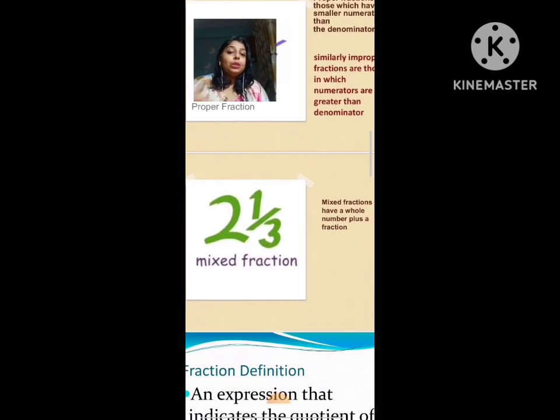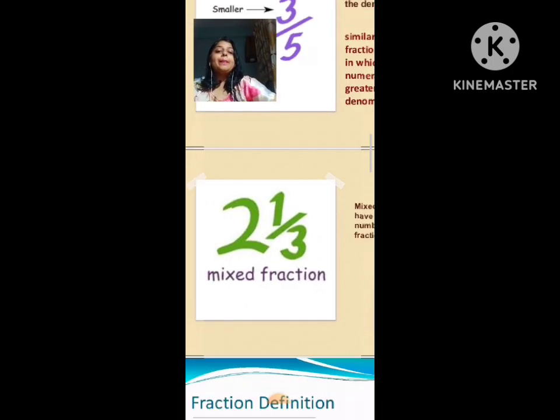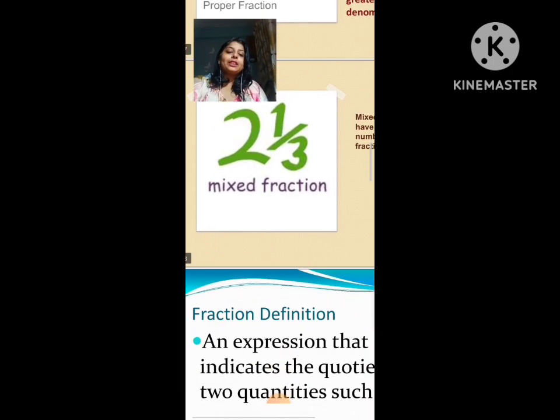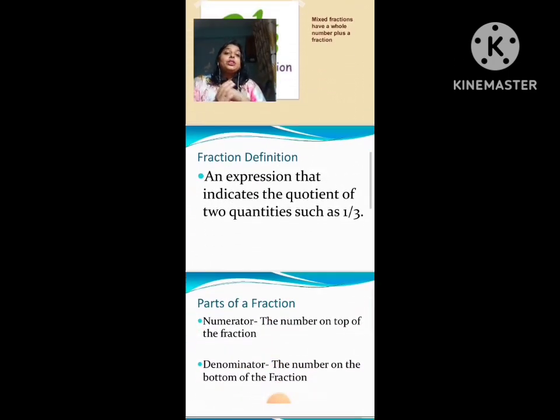Now, let me explain mixed fractions. A mixed fraction has a whole number plus a fraction. Here, as you can see, we have 2 and 1 by 3. Here 2 is the whole number and 1 by 3 is the fraction. So 2, 1 by 3 is an example of a mixed fraction. A fraction is an expression that indicates the quotient of two quantities, such as 1 by 3.